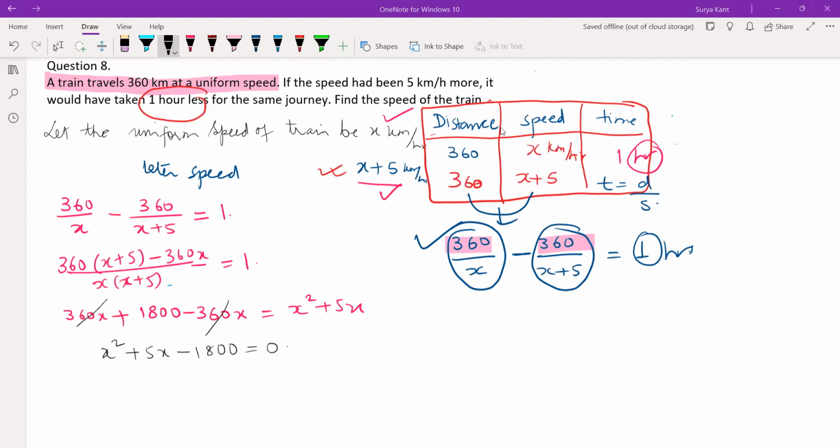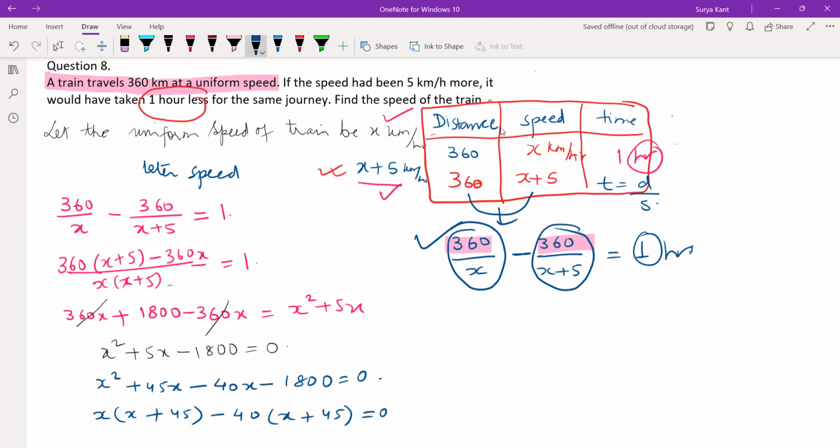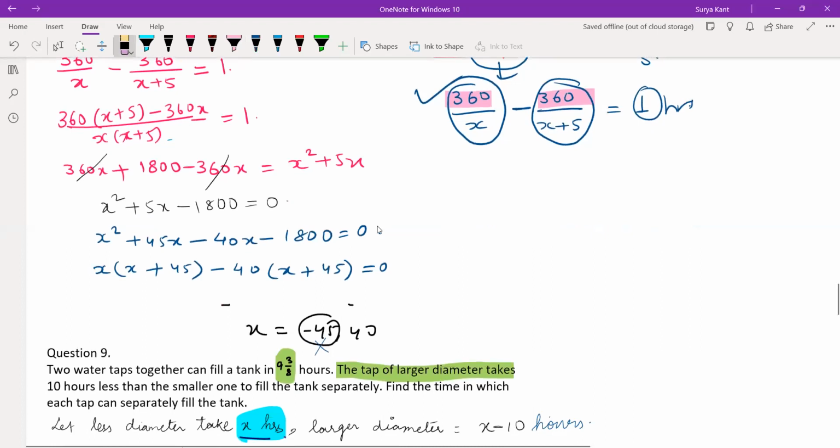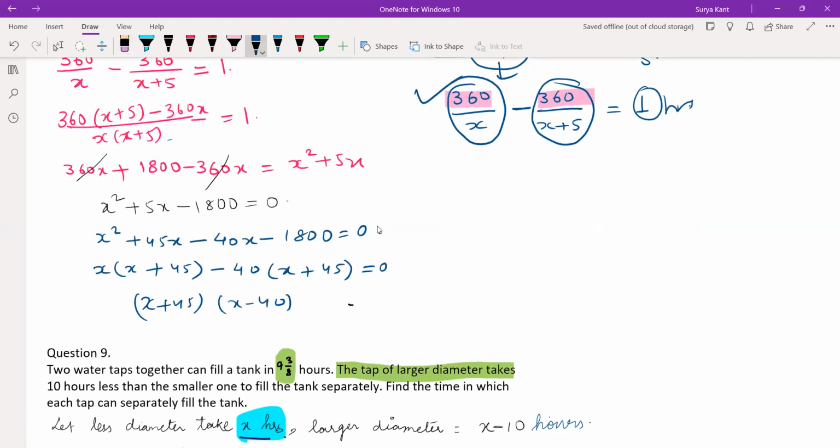Dhananjay got the answer, 40 km/h. Dhananjay, if you have done this question, you can go for question number 9. So here x square plus 45x minus 40x minus 1800 is equal to 0. So x into x plus 45, minus 40 into x plus 45, is equal to 0. Further if you solve, this comes as x plus 45 and x minus 40 is equal to 0.